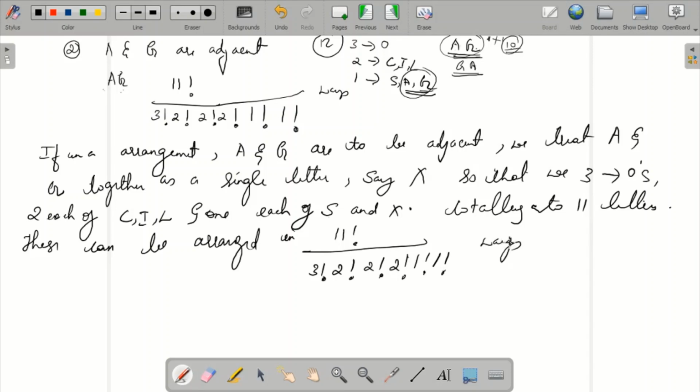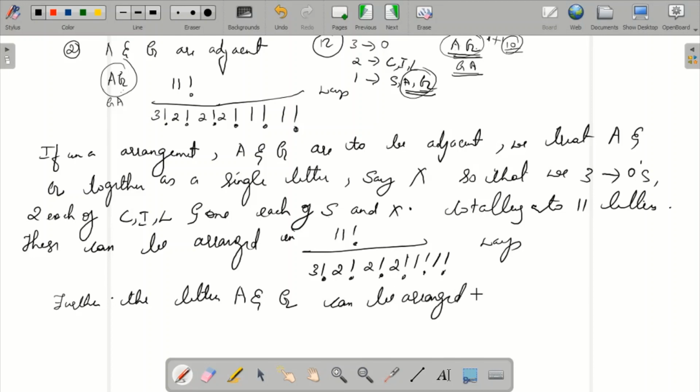Further, the letters A and G can be arranged among themselves in 2 ways, that means AG or GA. So that's why we have to multiply that further: the letters A and G can be arranged among themselves in 2 ways.